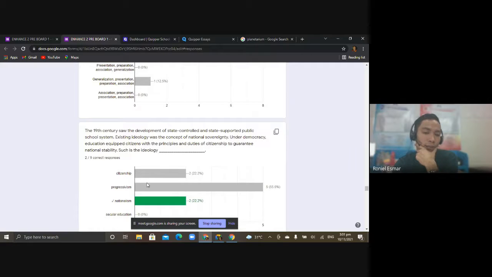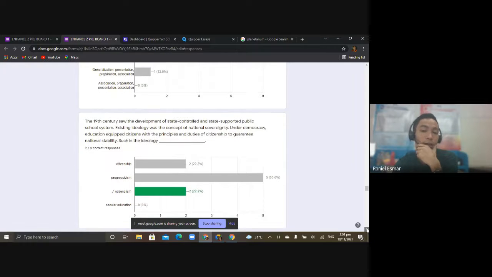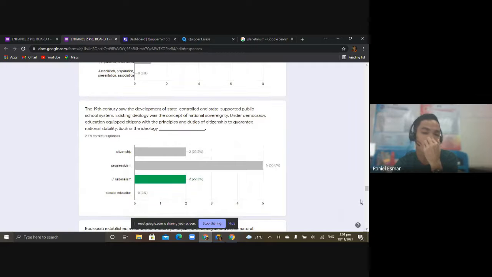Is it progressivism, nationalism, secular education? It's actually nationalism. No, because if you notice, everything that was mentioned about democracy, about having principles and duties as a citizen of the country, all of those things promotes nationalism. So the answer is letter C.